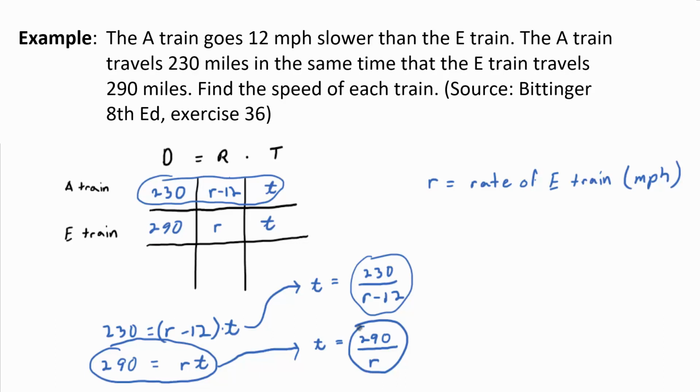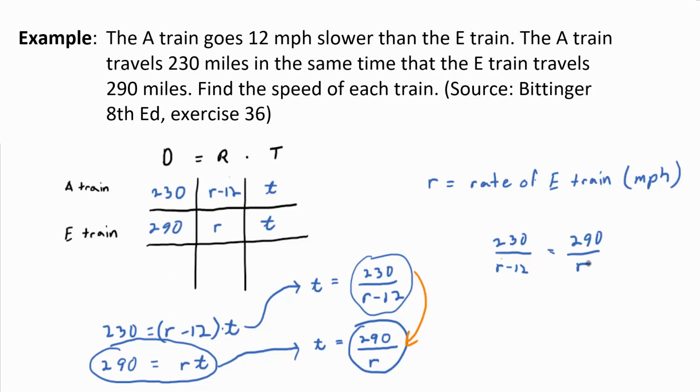So then what I can do is set both of those, since they're both equal to t, equal to each other, right? Sometimes I do it within the chart itself. Okay, so I'm going to set those equal to each other. Okay, so that equation is good. We can solve that, and we're good to go.